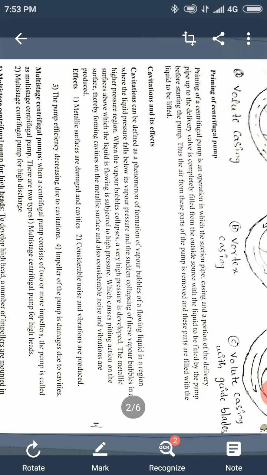The effects are: first, the metallic surfaces are damaged and cavities are formed. Second, considerable noise and vibrations are produced. Third, the pump efficiency decreases due to cavitation. Fourth, the impeller of the pump is damaged due to the cavities.